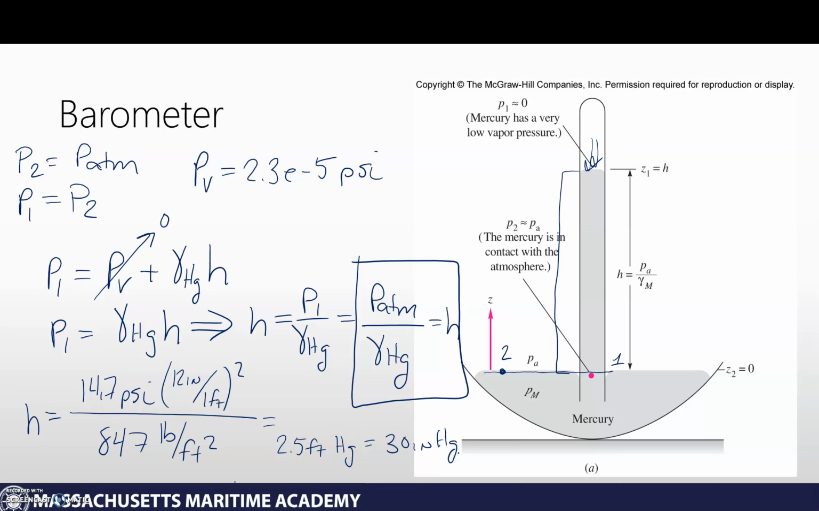We have to remember when we're talking about head ratings, especially when we're measuring pressure with a barometer, that it's a linear measurement, and then you have to tell it what fluid it is. Because 2.5 feet of mercury is much different than 2.5 feet of water pressure-wise.